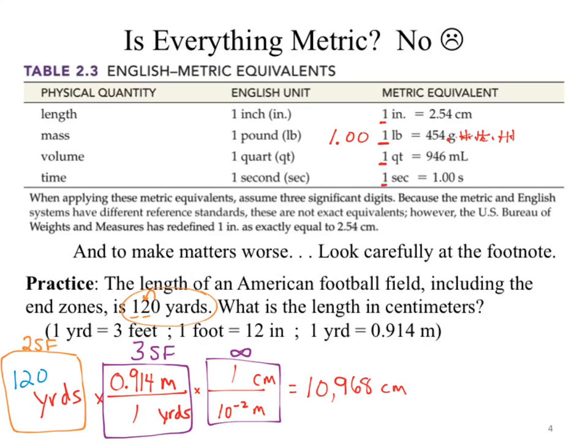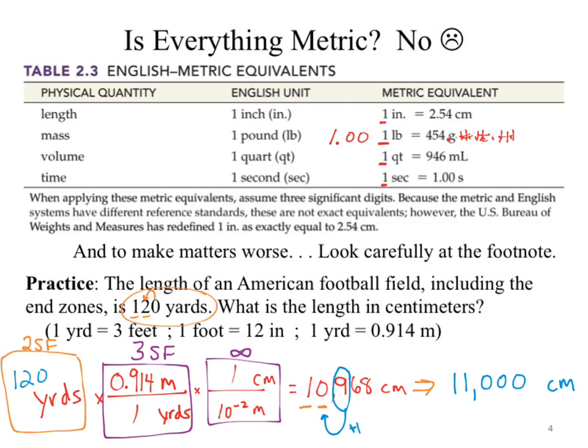which then means our answer needs to be 2 sig figs. We underline 1 and our 0. Our first insignificant digit, the 9. What's its relationship to 5? Higher. It's higher than 5, so what do I do? Round up. Add 1. And my number becomes 11,000 centimeters. Which brings up the next issue.